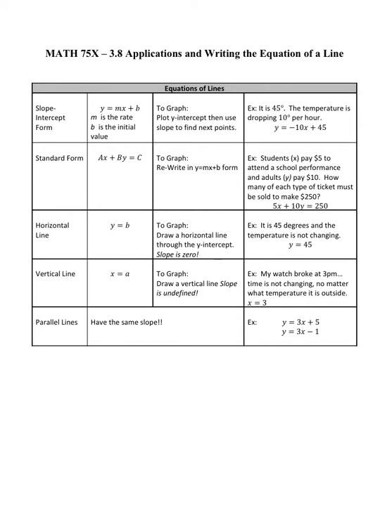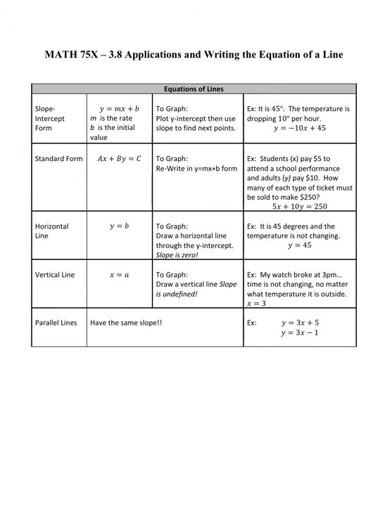In this first one, we have an example where it's 45 degrees and the temperature is dropping. In this case, you can see that we have a rate and an initial temperature. So that is when you can just write an equation with y equals mx plus b. The rate of change is the slope, that's the m, the coefficient of x, and then the initial value is your b.